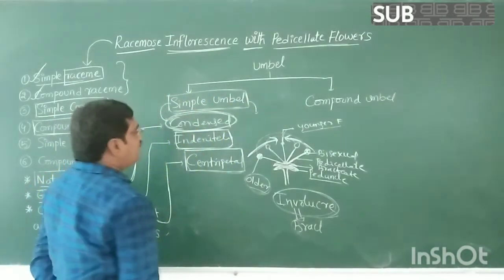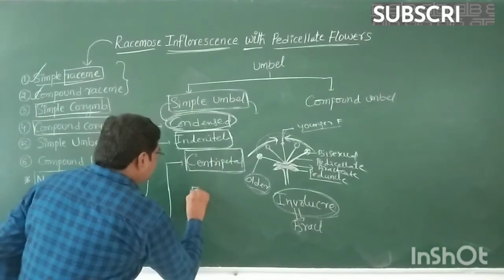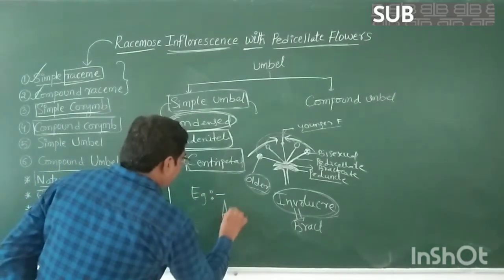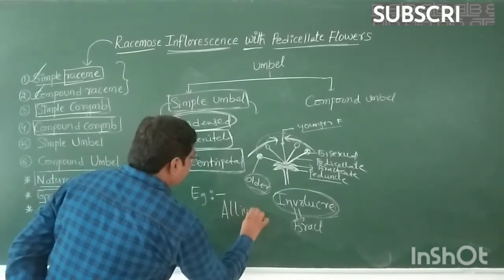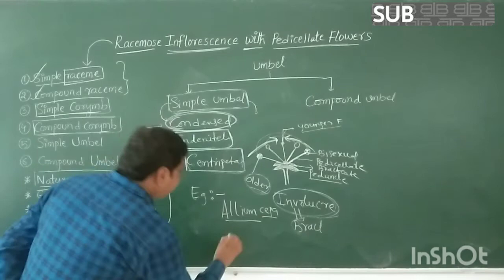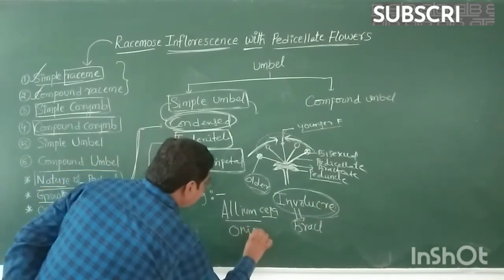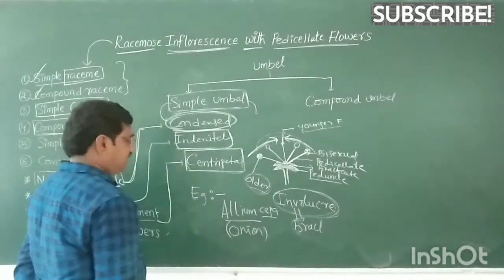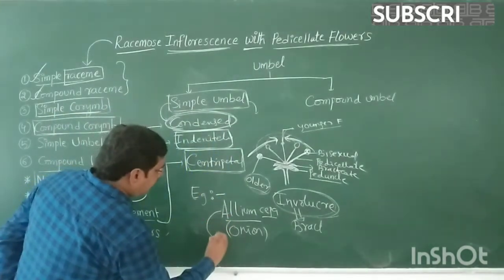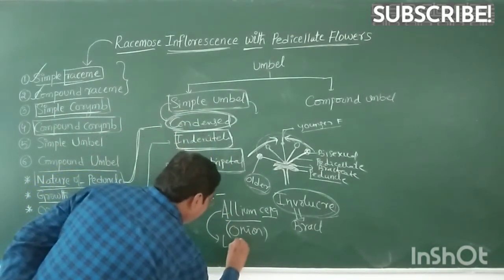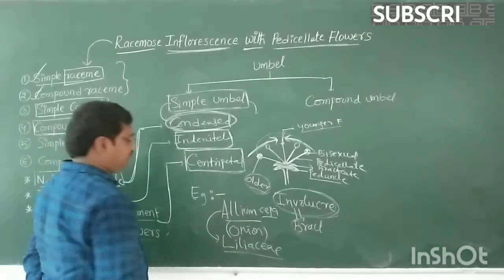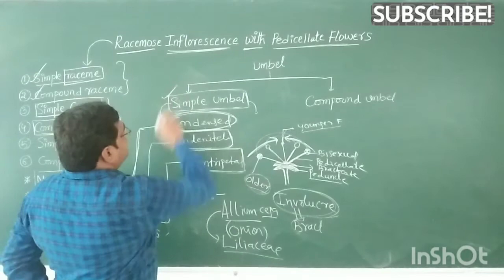What is the example of the simple umbel? Simple umbel example is Allium cepa. Allium cepa is the scientific name of onion. Simple umbel is the main characteristic feature of the Liliaceae family. So this is the simple umbel.